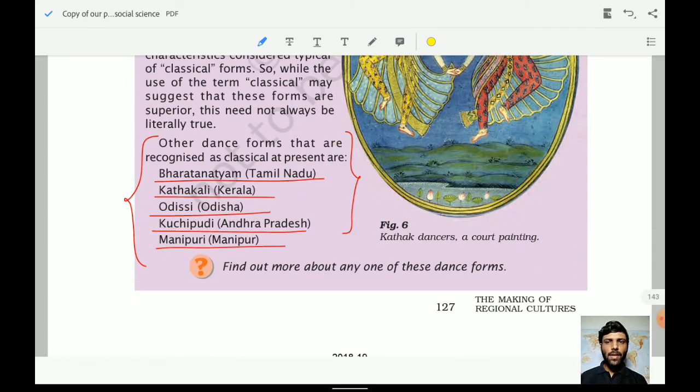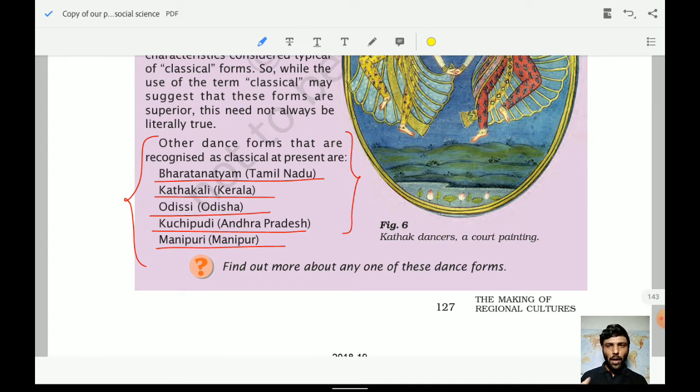The other dance forms are Bharatnatyam, which belongs to Tamil Nadu, Kathakali belongs to Kerala, Odissi belongs to Odisha, Kuchipudi belongs to Andhra Pradesh, and Manipuri belongs to Manipur. Now this is a task for you: to know where Kathak belongs. Though we have already seen the 2 houses, specifically where it originated and became prominent, it is related to a particular state of India. So just comment the name of that state.